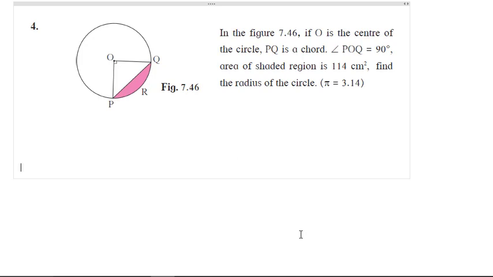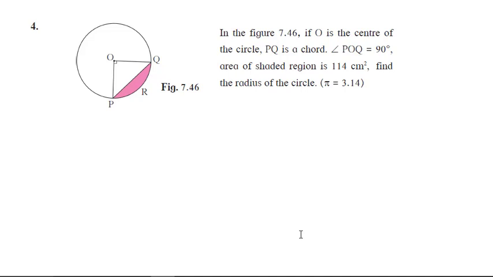In figure 7.46, if O is the center of circle, here if you see, O is the center of the circle, PQ is the chord, angle POQ is 90 degree, and the area of the shaded region is 114. Find the radius of the circle. We have to find the radius of the circle. So R we have to find out.